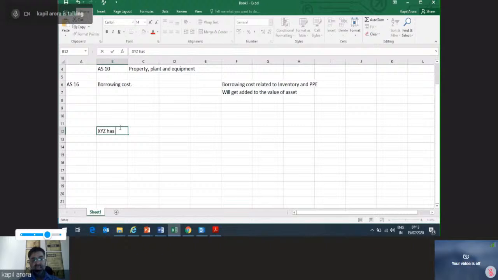Now I'll talk about one example here. XYZ has taken a loan of rupees 1 crore to construct a building.